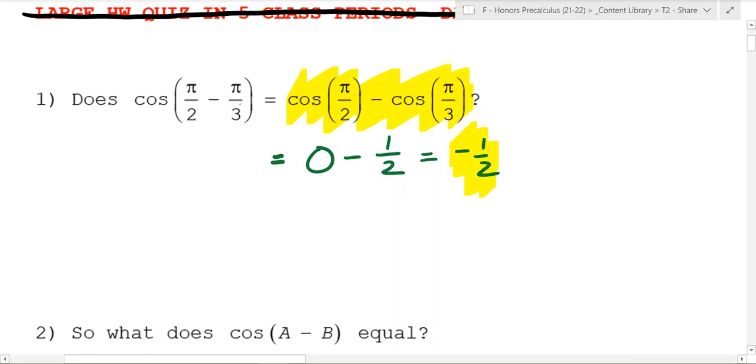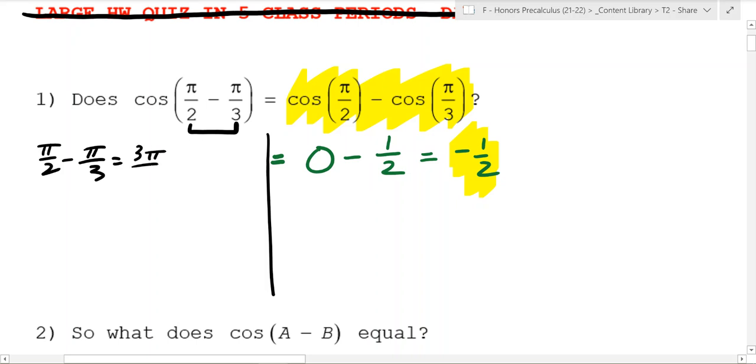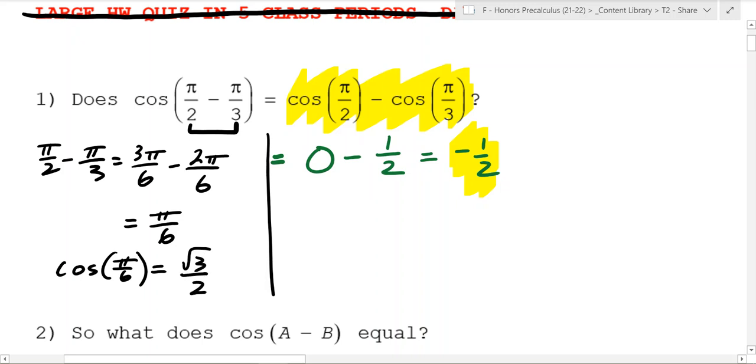Now, if we do the math on the left-hand side, you would want to simplify this fraction first. That's pi over 2 minus pi over 3. We're going to keep this separate for now. Need a common denominator, so multiply by 3 over 3 and 2 over 2, so you get 3 pi over 6 minus 2 pi over 6, and this is equal to pi over 6. So we're actually figuring out the cosine of pi over 6, which is root 3 over 2.